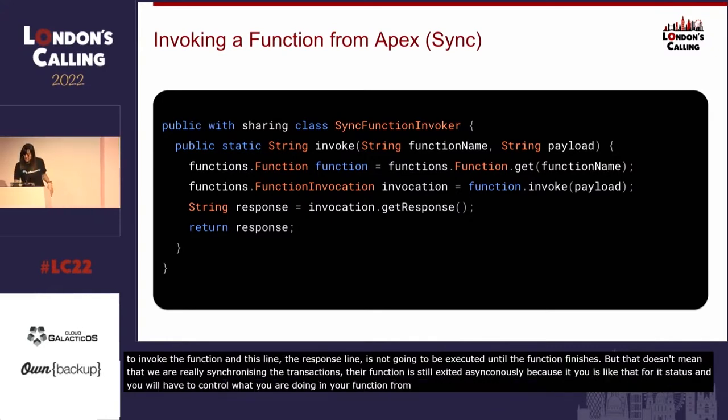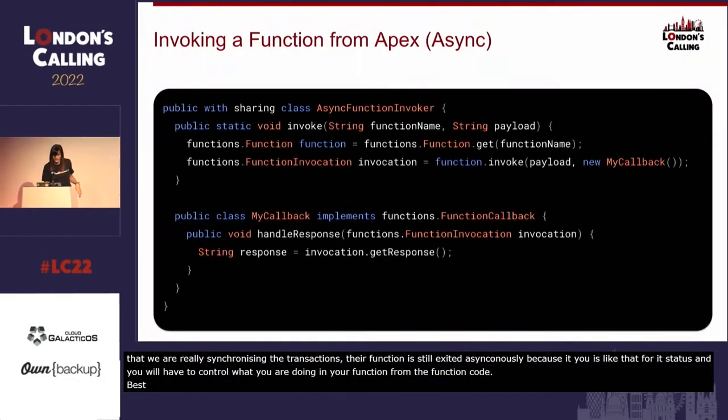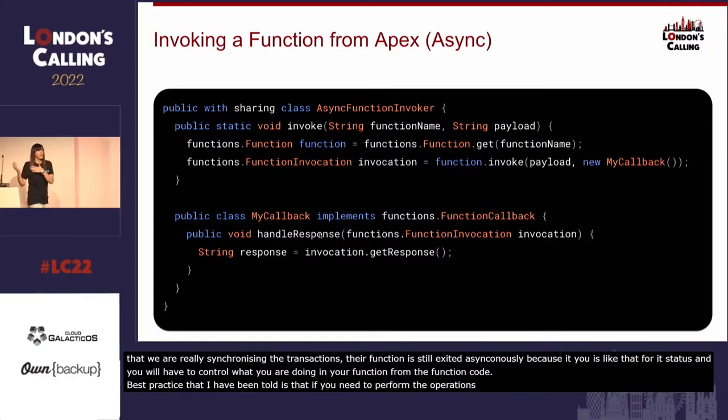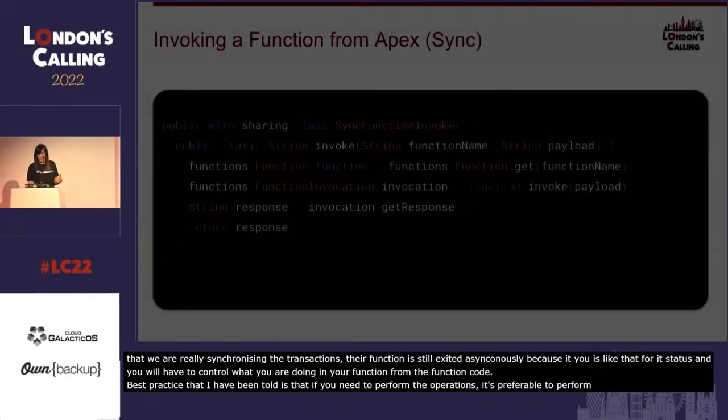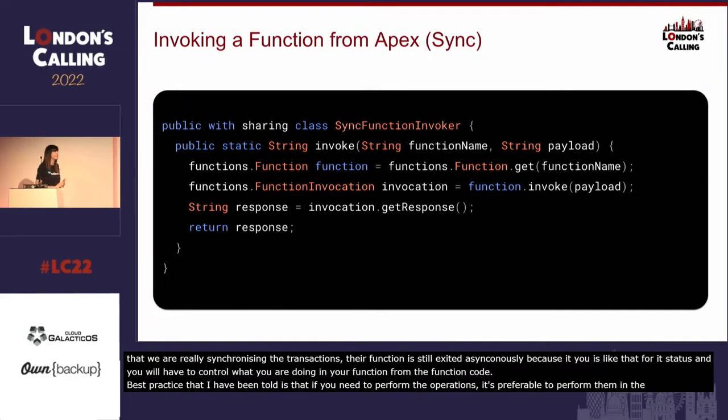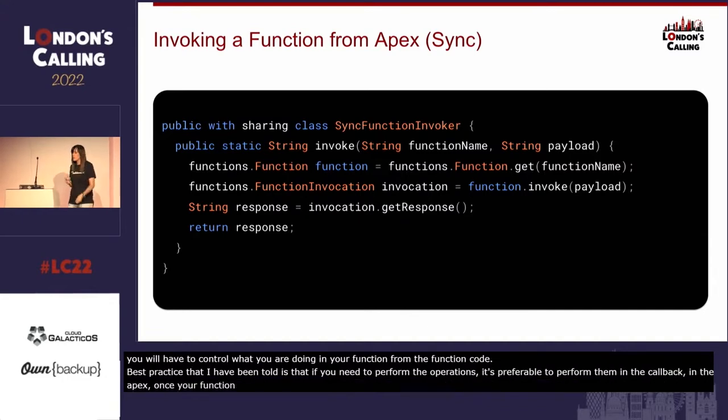A best practice that I have been told is that if you need to perform the DML operations, it's preferable to perform them in the callback in the Apex code once your function finishes, because you have more control with that. But of course, there will be cases in which you will have to use the unit of work and control all that from the function code.